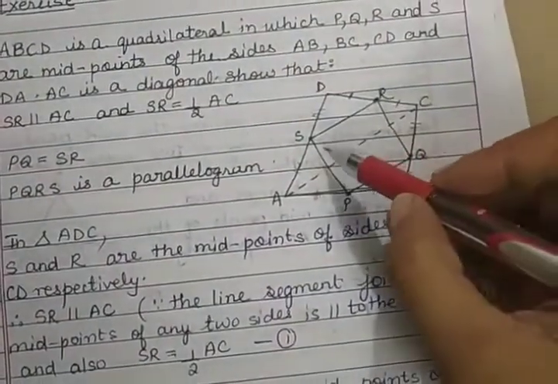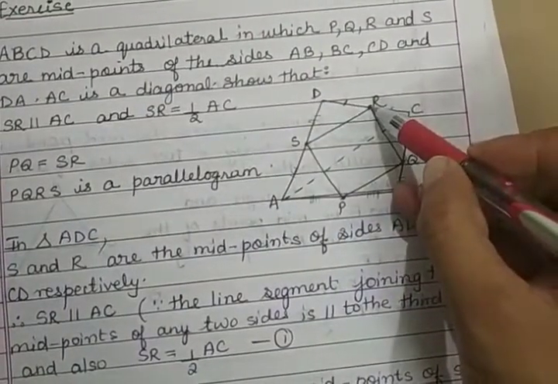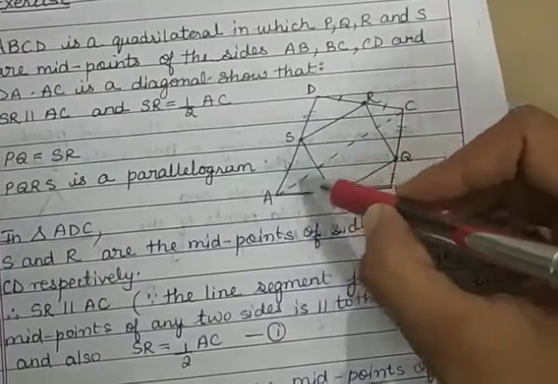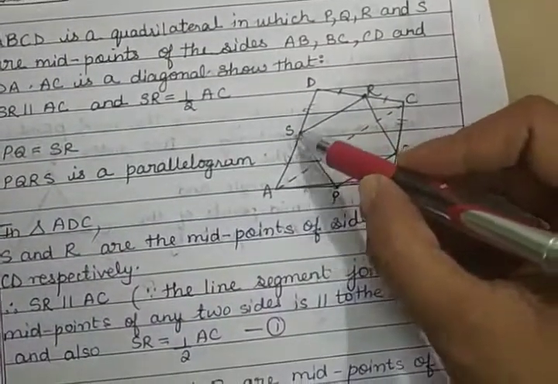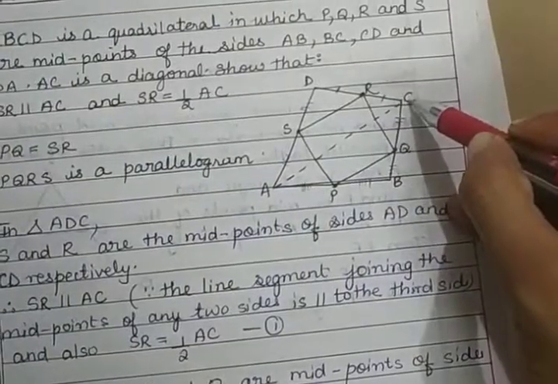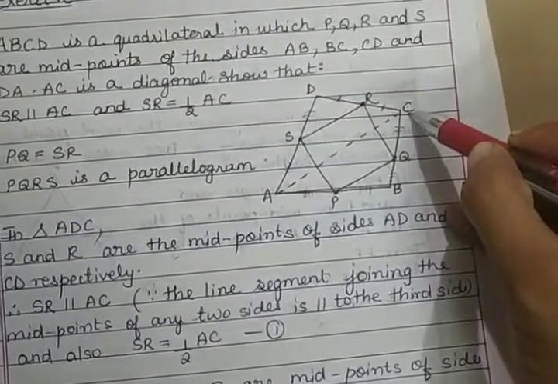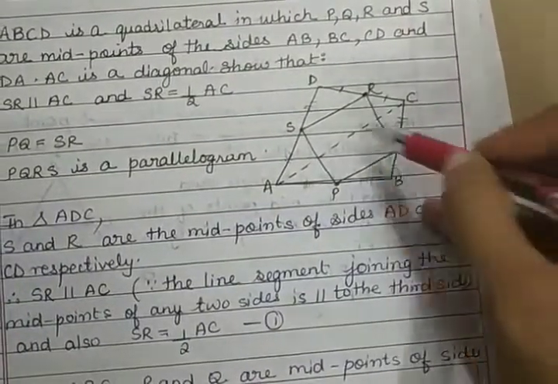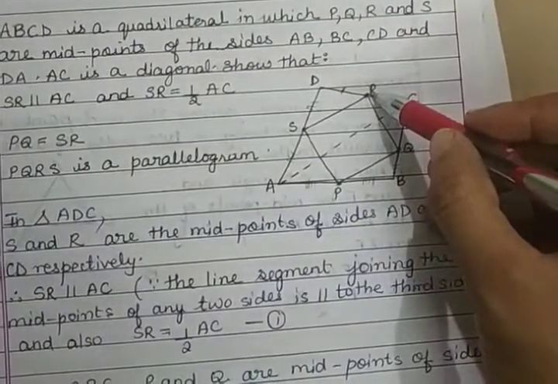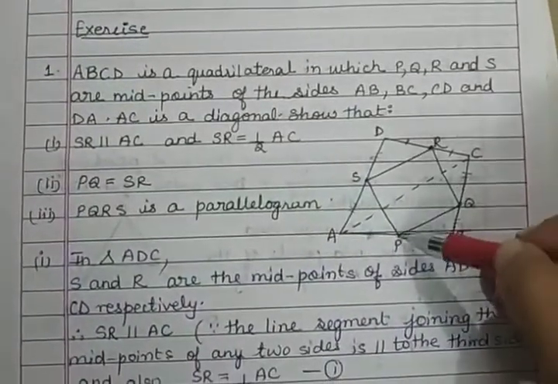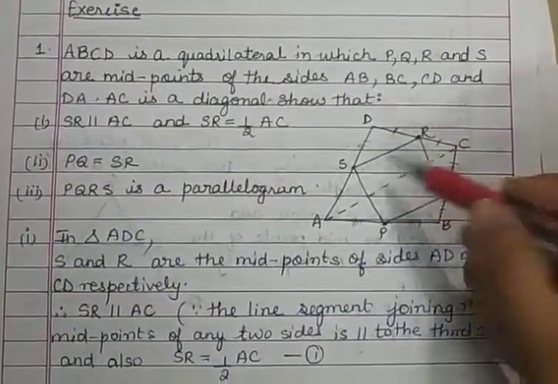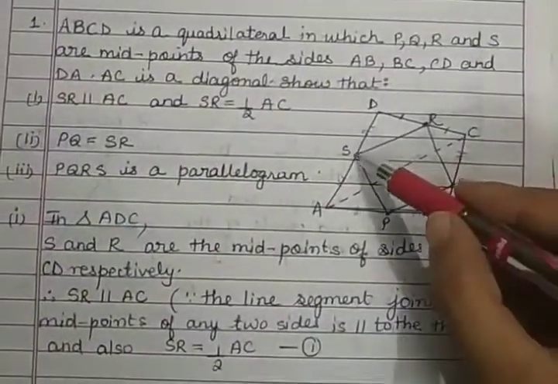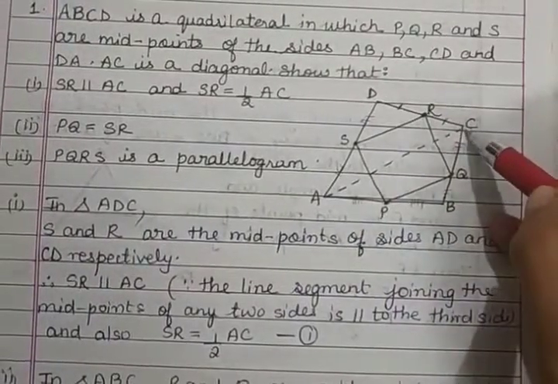What you have to show here is SR is parallel to AC and SR is half of AC. That is the first thing. Second, you have to show that PQ is equal to SR. And third, you have to show that PQRS is a parallelogram. So first, let us show that SR is parallel to AC.